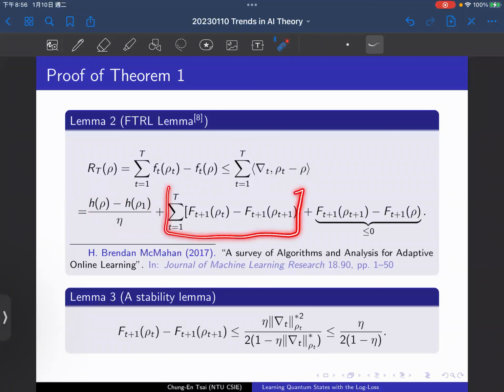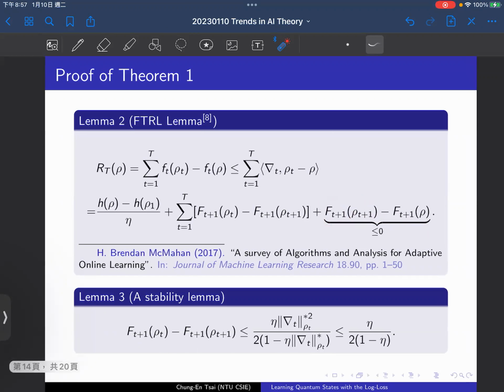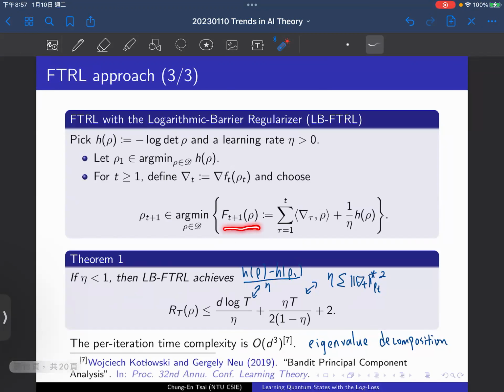For the second term, it is the summation of f_{t+1} at rho_t minus f_{t+1} at rho_{t+1}. You can see this as the difference between rho_t and rho_{t+1}. If rho_t and rho_{t+1} are close, then this value is small. So it characterizes how stable our iterates are. And the third term is f_{t+1}(rho_{t+1}) minus f_{t+1}(rho). Maybe I forgot to introduce the notation f_{t+1}. f_{t+1} is this: a summation of the linear functions plus the regularizer. And rho_{t+1} is the minimizer of f_{t+1}.